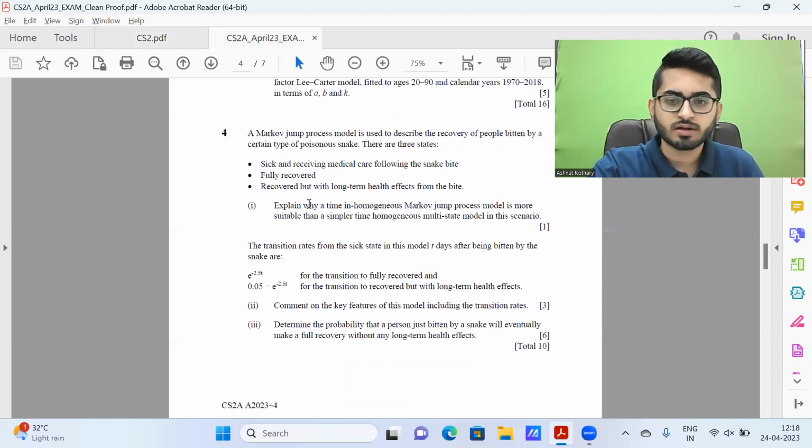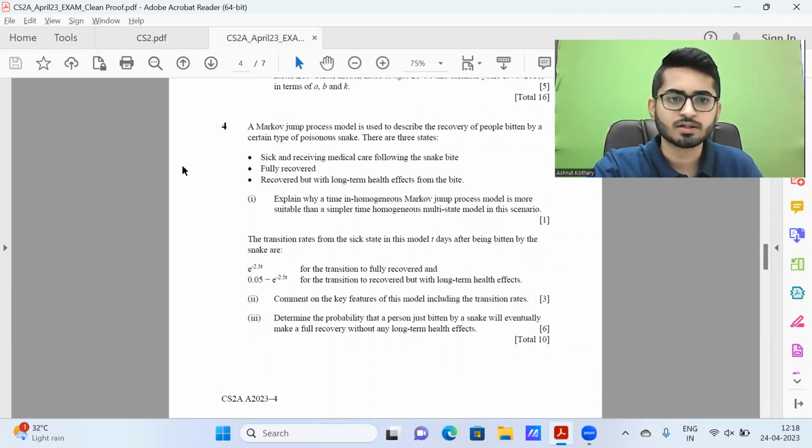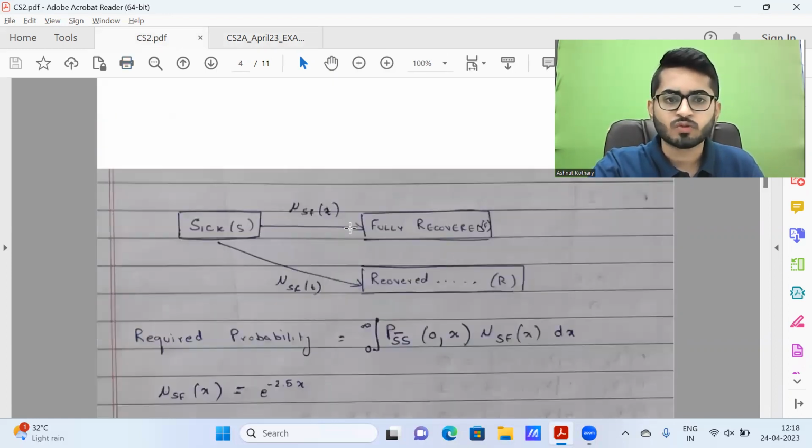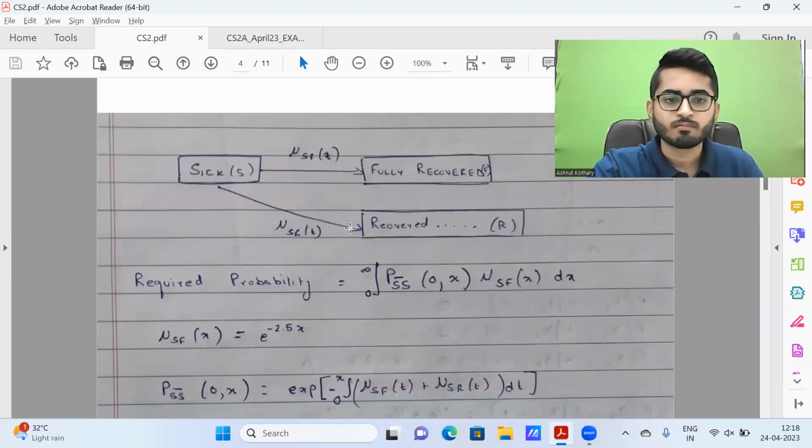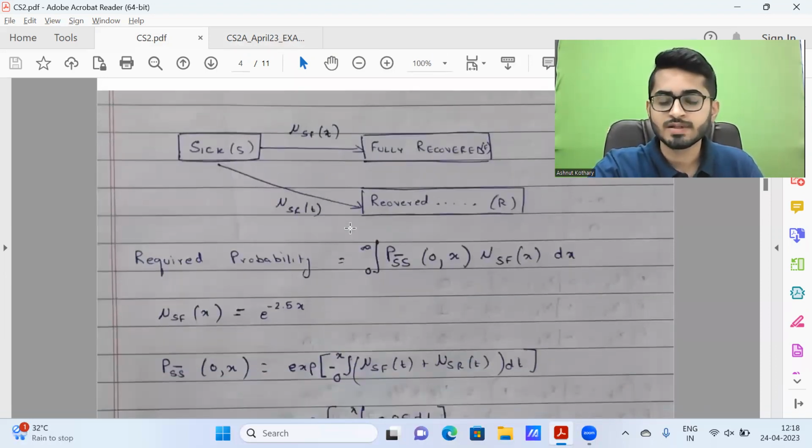Next, moving to the fourth question. Again, this was a relatively more straightforward question, yet I have seen that students did struggle in part three, getting partial expressions correct, not the complete ones. So question four, this is my model: sick, fully recovered, recovered. The required probability is basically a person who is in the sick state going to the fully recovered state. No timeline has been mentioned, so it could be any point of time.